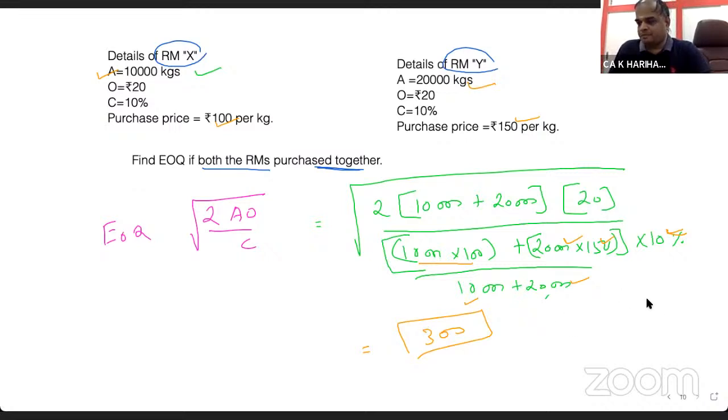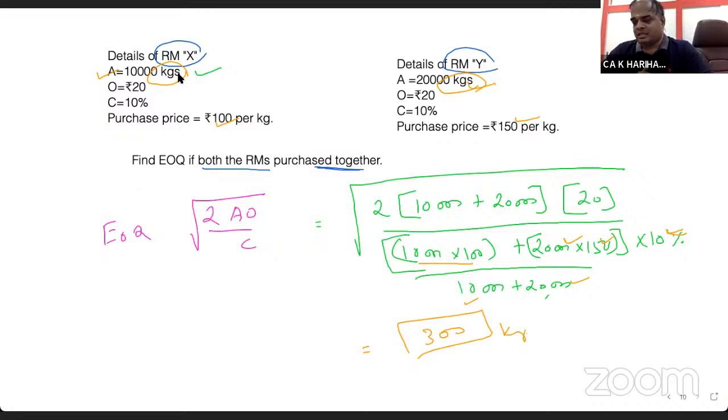Maybe not correct. It's 300 kgs, not units, Gautam. Everything is given in kg. Annual requirement itself is in kg, no? If you put units instead of kgs, half a mark will be reduced. Please stay careful.